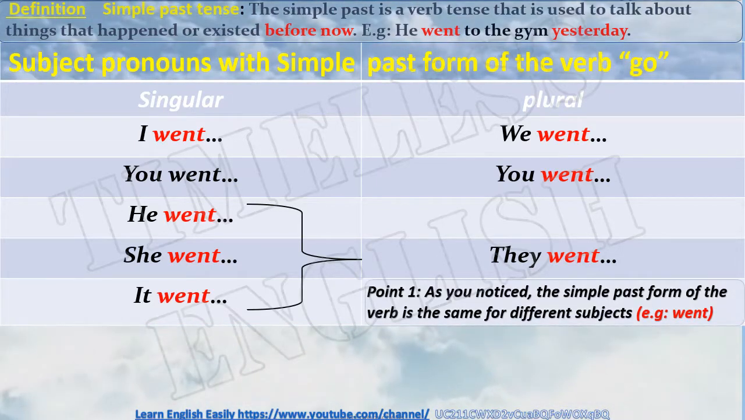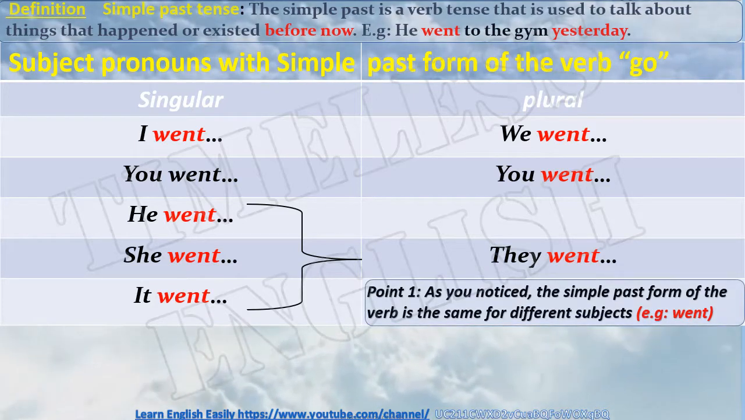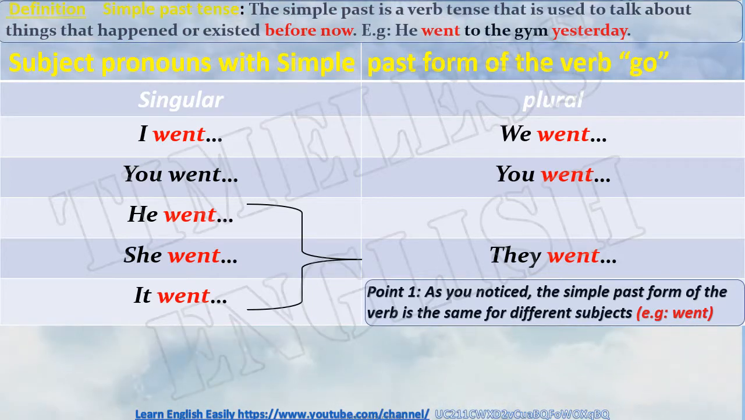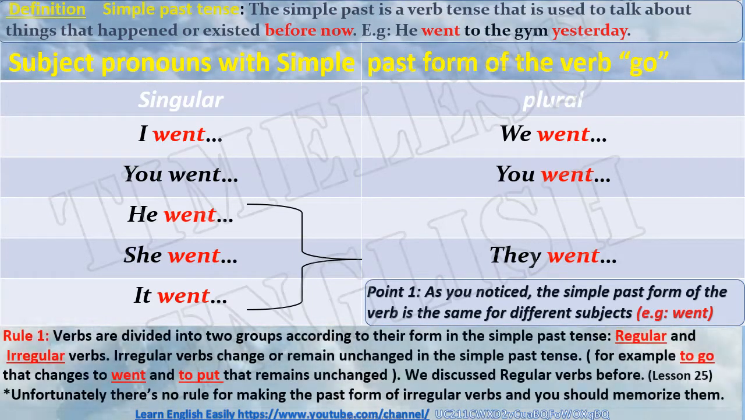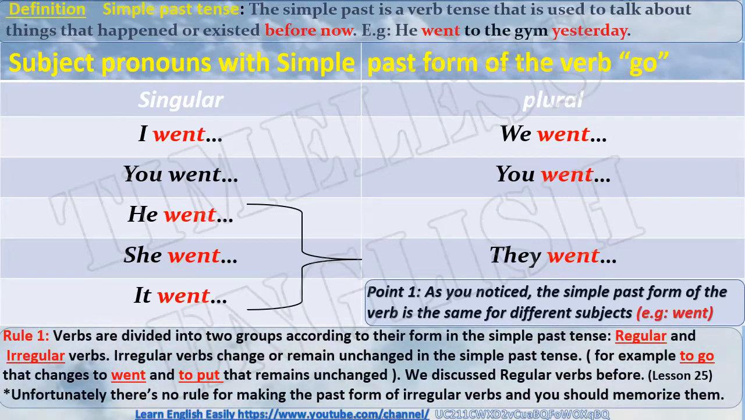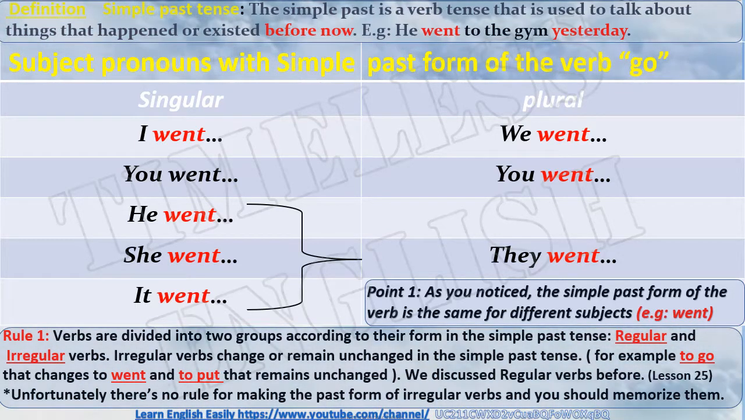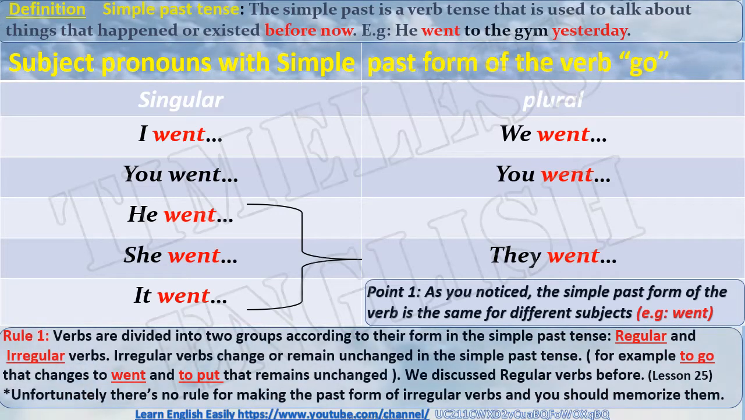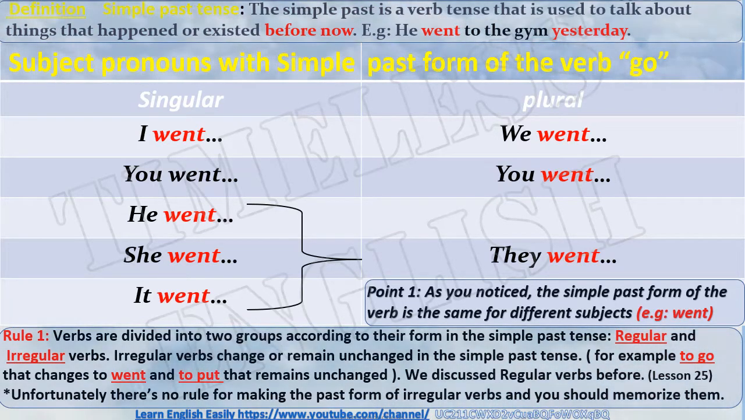Point 1. As you noticed, the simple past form of the verb is the same for different subjects. For example, went. Rule 1. Verbs are divided into 2 groups, according to their form in the simple past tense. Regular and irregular verbs. Irregular verbs change or remain unchanged in the simple past tense. For example, to go, that changes to went, and to put, that remains unchanged. We discussed regular verbs before. Unfortunately, there's no rule for making the past form of irregular verbs, and you should memorize them.